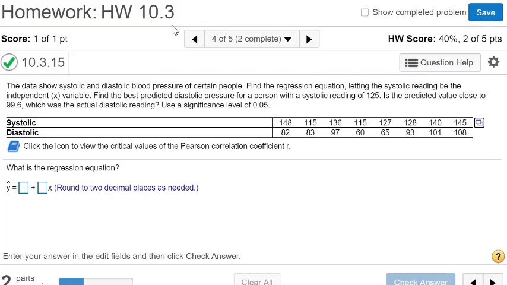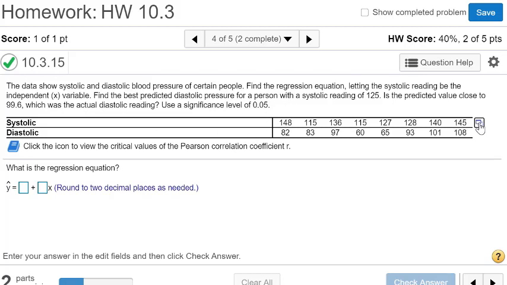In this video, we'll do a homework problem from section 10.3. It says that the data shows systolic and diastolic blood pressure for certain people. They want us to find the regression equation, letting the systolic reading be the independent variable x. They want us to find the predicted diastolic pressure for a person with a systolic reading of 125. And they ask if the predicted value is close to 99.6, which is the actual diastolic reading.